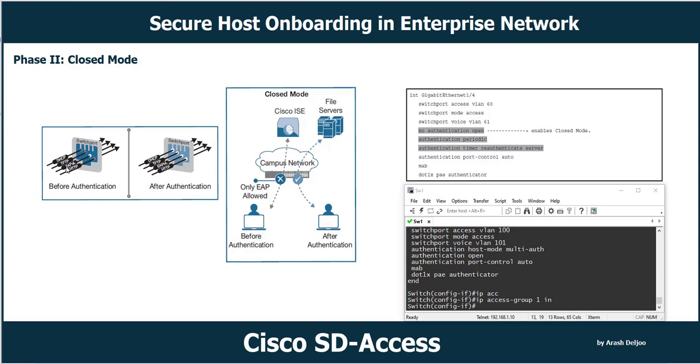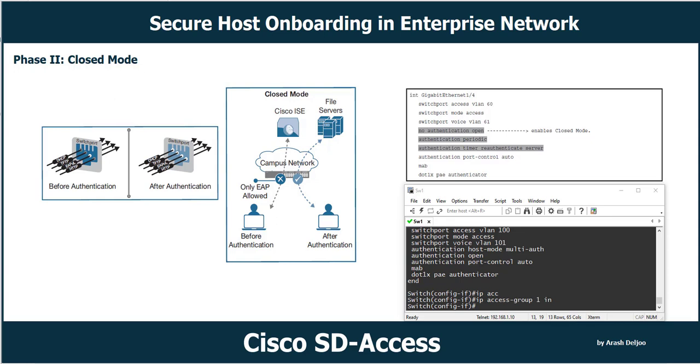In closed mode, as you can see here in the left figure, the switch port does not allow any traffic except EAPOL, or Extensible Authentication Protocol over LAN, until a successful authentication takes place. Traffic such as DHCP, HTTP, DNS is not permitted while authentication is in progress, but after authentication, all traffic will be permitted. Closed mode can be useful for VLAN-based enforcement because the client does not get an IP address until it has been successfully authenticated.